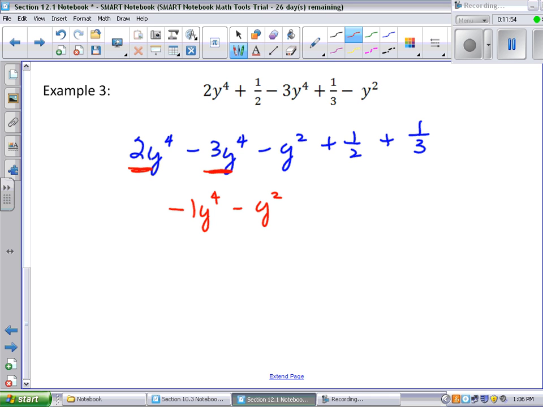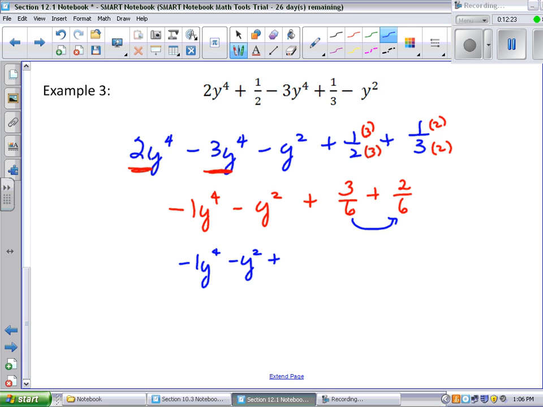Now, in order to add 1/2 and 1/3, I can either do it on the calculator, or I can get a common denominator and do it by hand. 2 times 3 is 6, and 1 times 3 is 3. 3 times 2 is 6, and 1 times 2 is 2. So that I will have negative 1y to the 4th minus y squared, and 3/6 plus 2/6 would be 5/6. It is not necessary to write that negative 1 in the front. You can also have the answer written just like this.